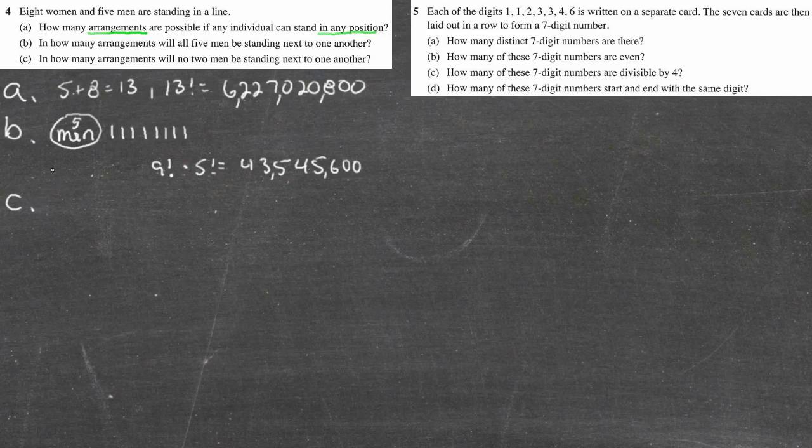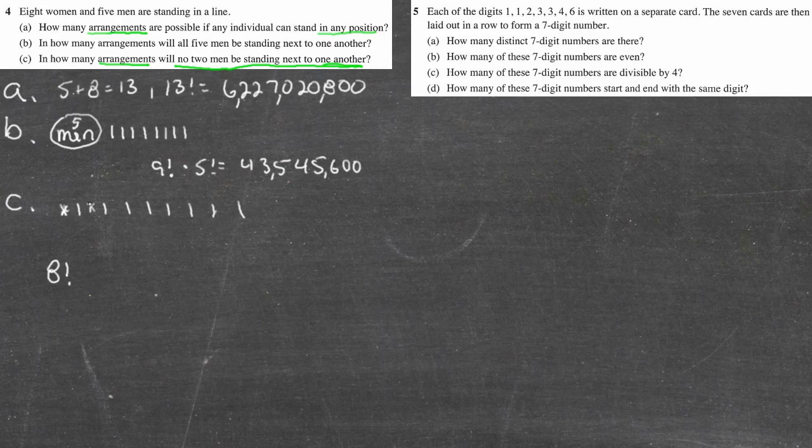Now in part C, they want to know how many arrangements where no 2 men are standing next to each other. All right, so here visualize all the women and all the spots that they could have. We got 8 women, and the men have to stand between them or outside them. So the first thing is to figure out how many different ways the women can stand. Well, the women can stand 8 factorial.